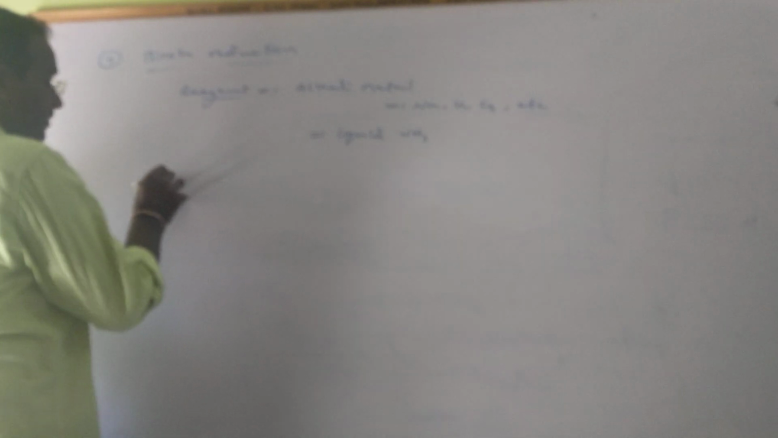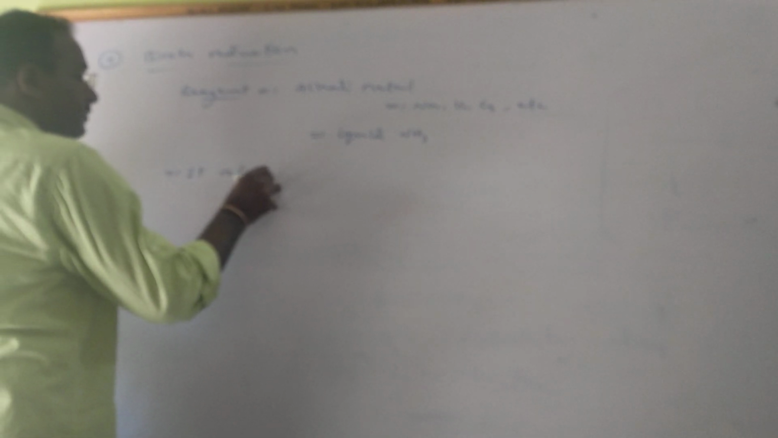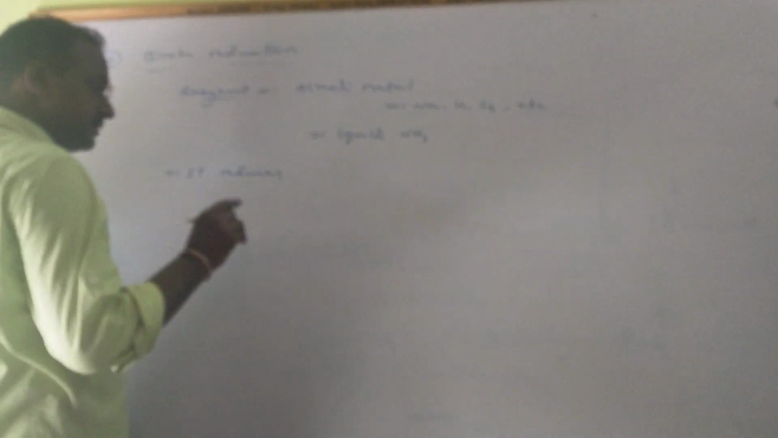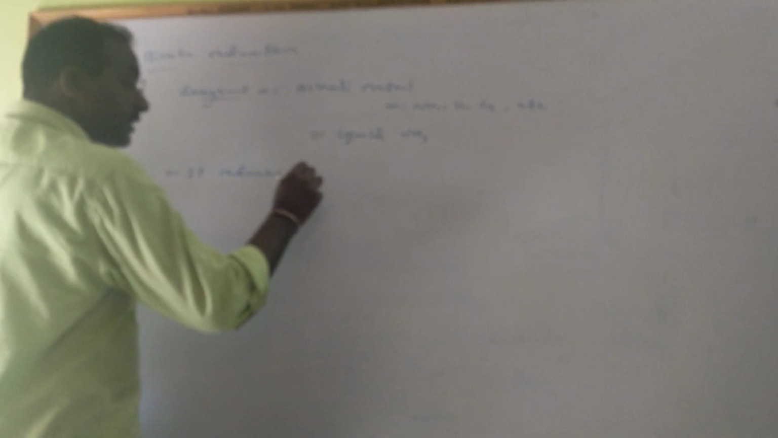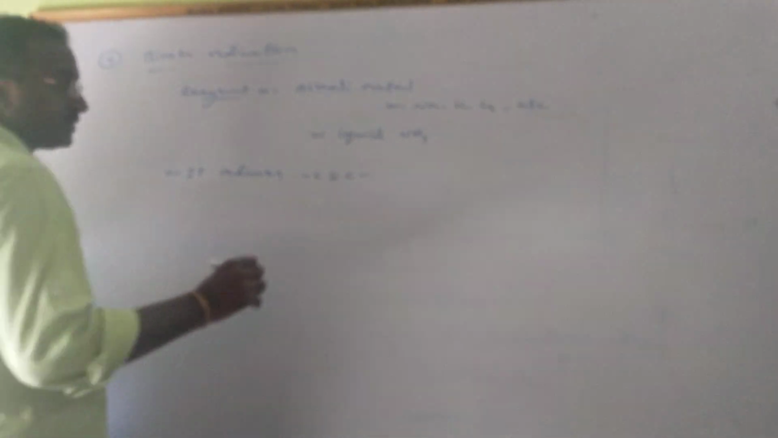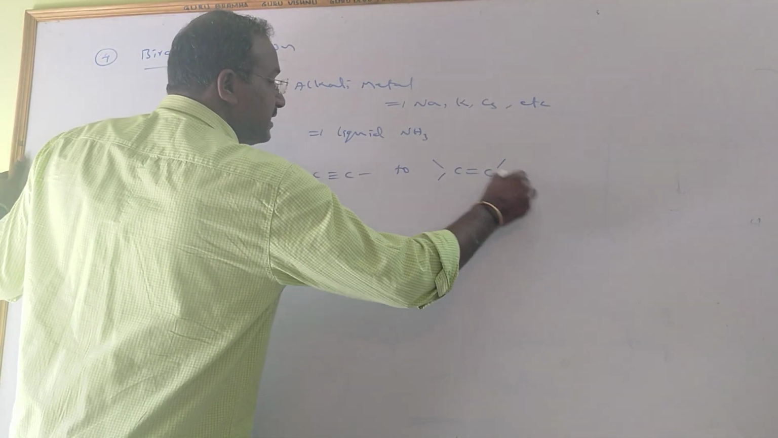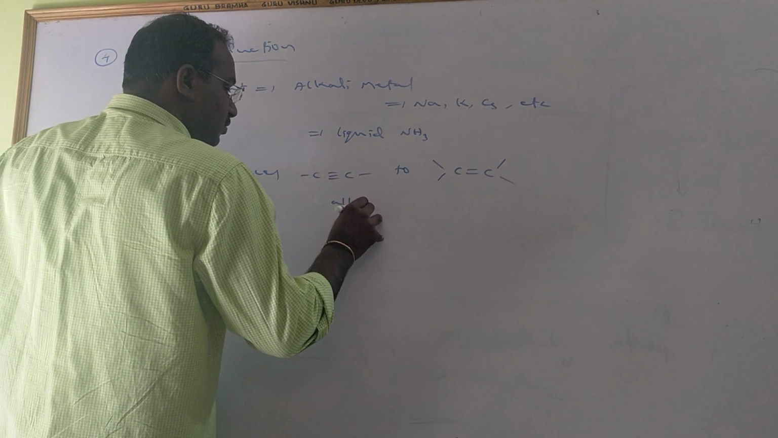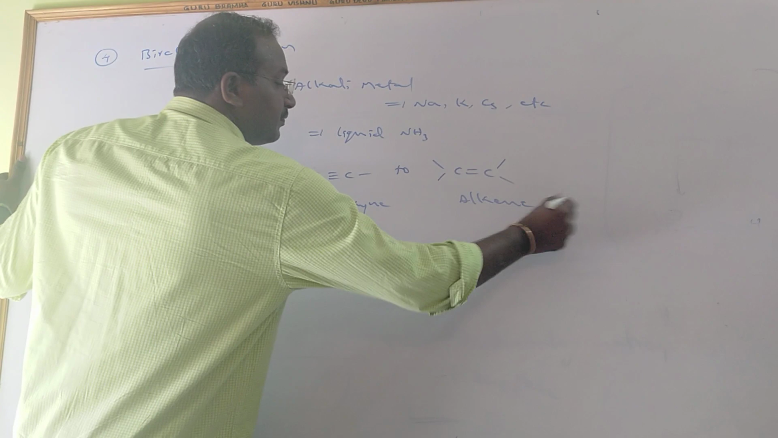What is the main purpose? It reduces. Please concentrate, everybody. You have to practice like this. The reduction process becomes very easy and most of the organic compound reductions will be covered here. It reduces the alkyne group, C triple bond C, to C double bond C, the alkene. The alkyne group converts into the alkene group.